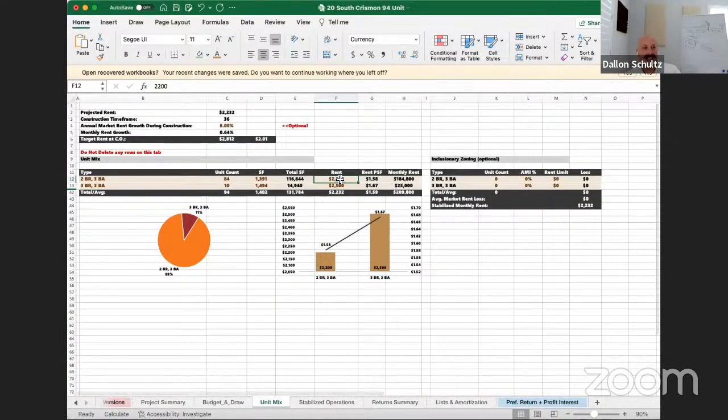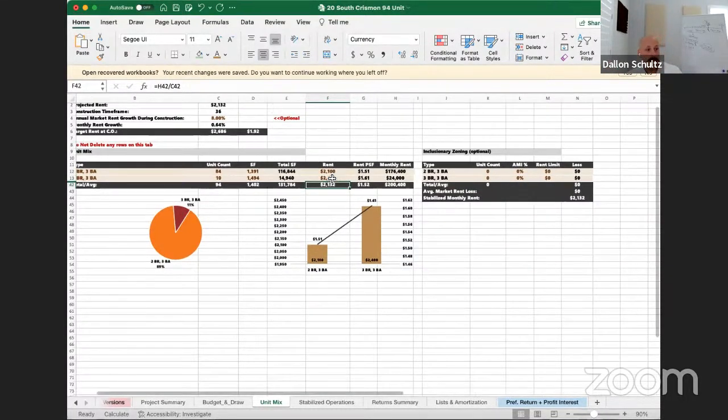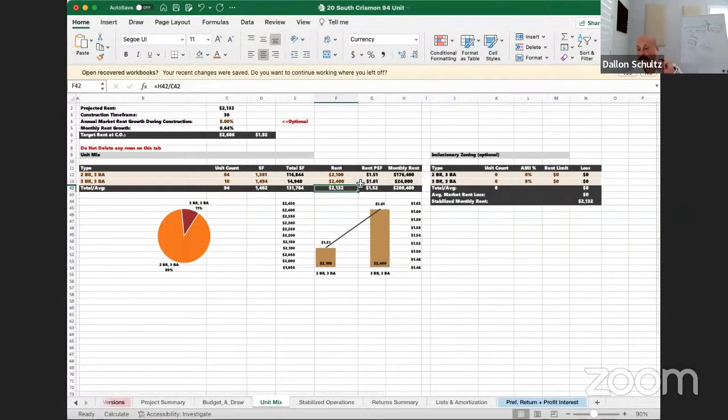Okay, so we're going to go back. Let's say this project got developed and we could only rent the 2 bedrooms for $2,100 and the 3 bedrooms for $2,400. So we only decreased rent $100 a month. That's it. So that's your first number to look at.